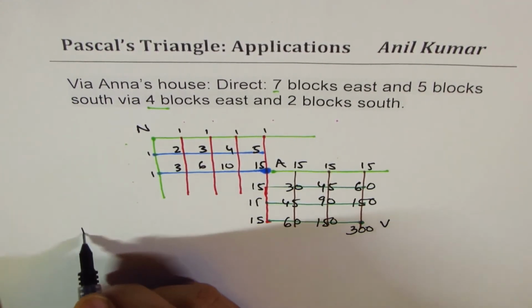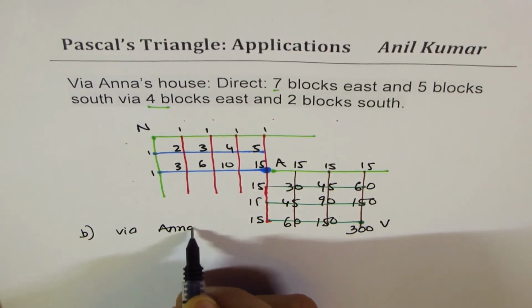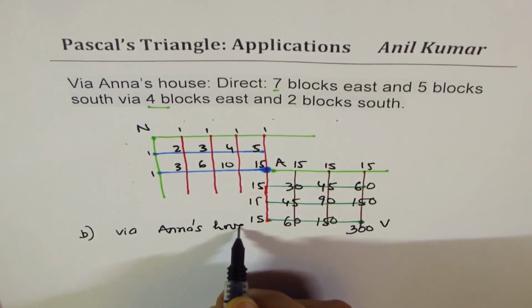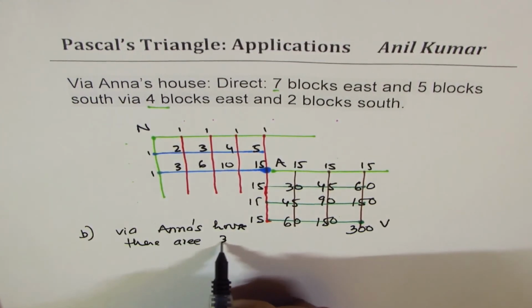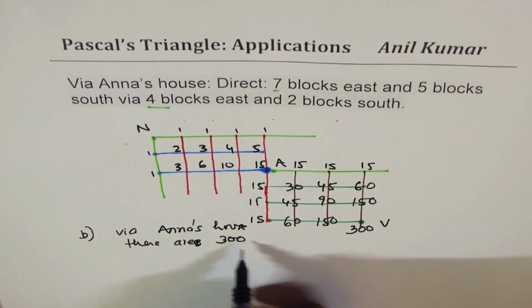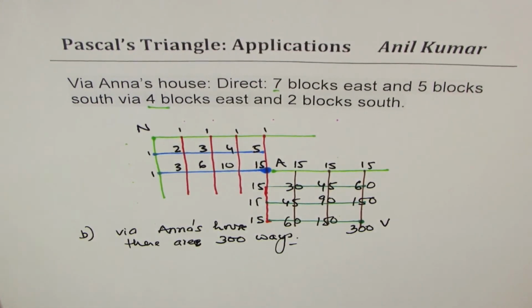So in part B, via Anna's house, there are 300 ways, right? So that is how you could do it.